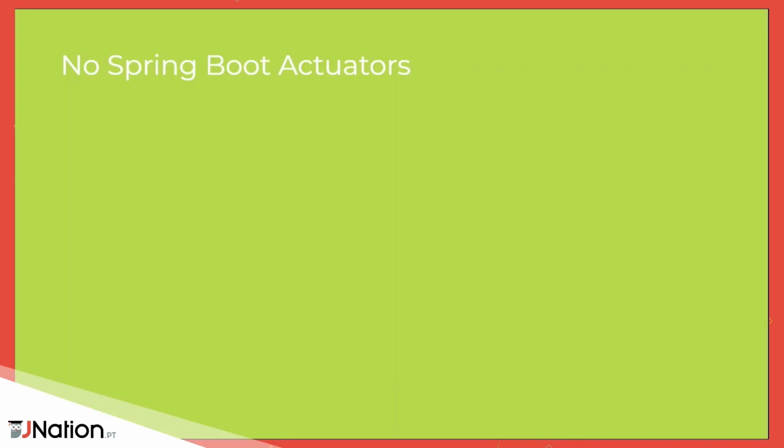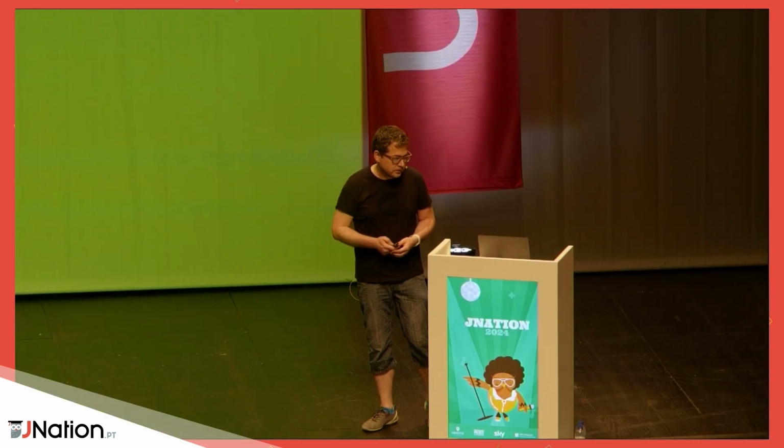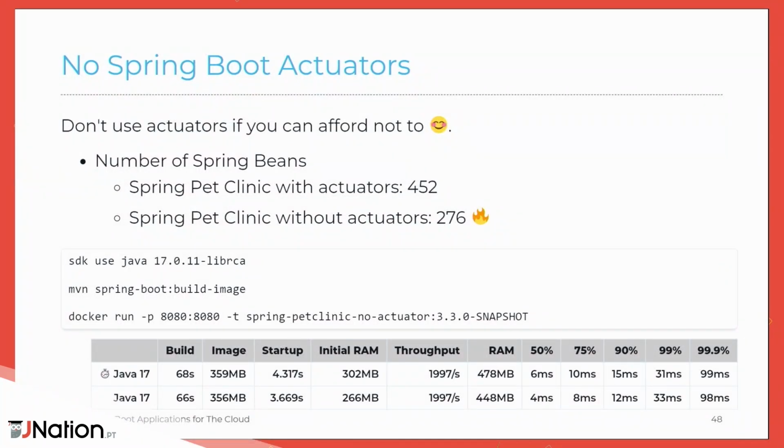And another idea, and that's a brave one, would be to not use Spring Boot actuators at all. Really, if you can afford not to use them, don't use them. But the other question is, why would you not use them? Because it's about observability, it's about configuration. These endpoints provide you value in most cases, but if you don't need them, you can get rid of them.